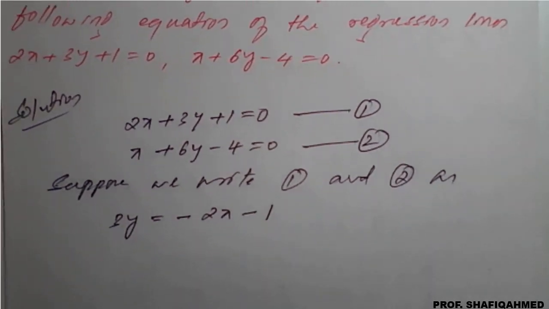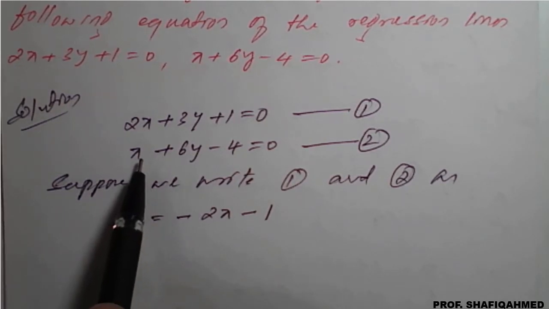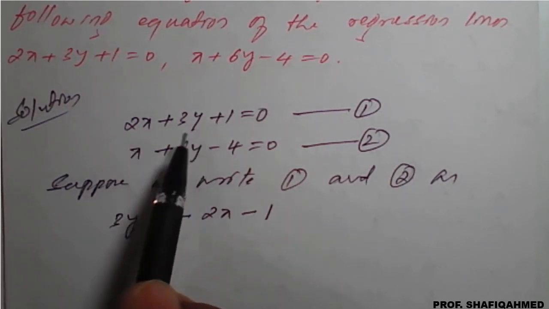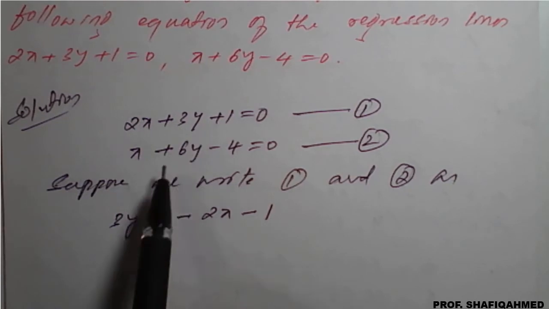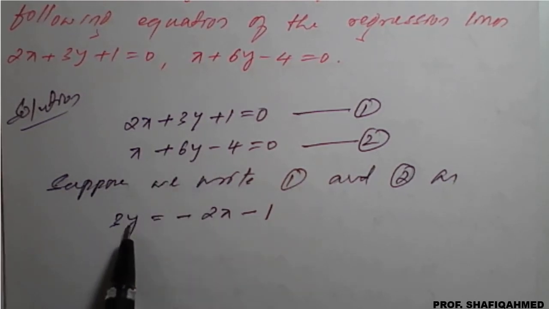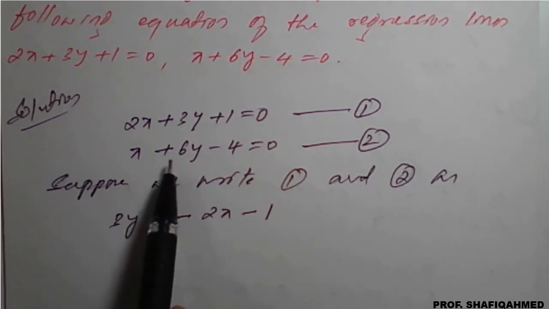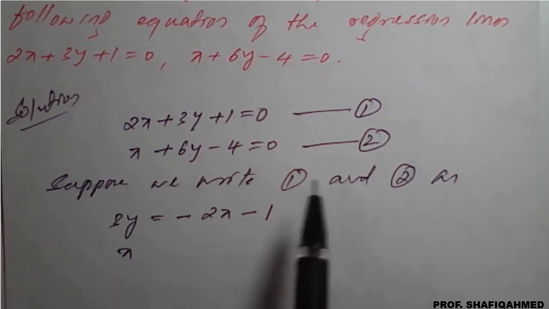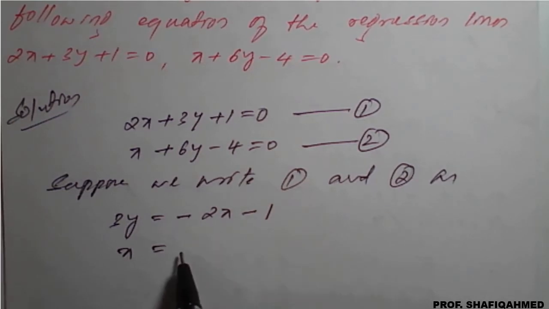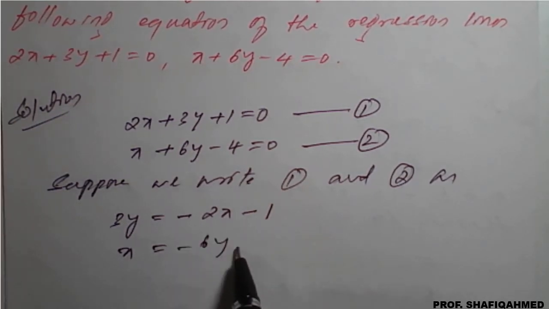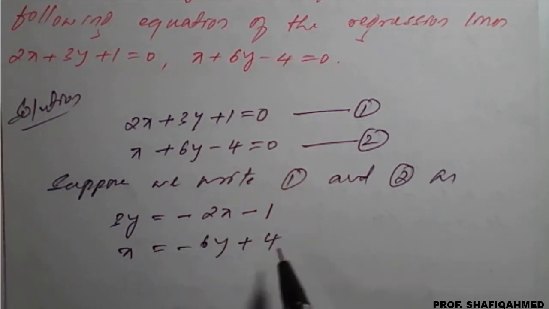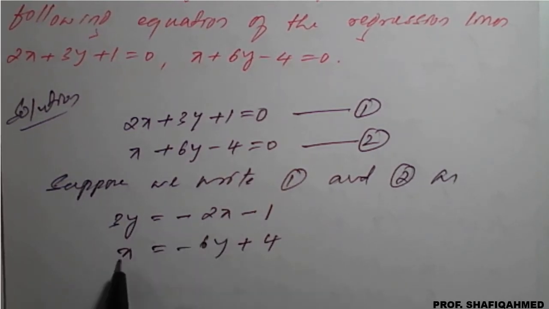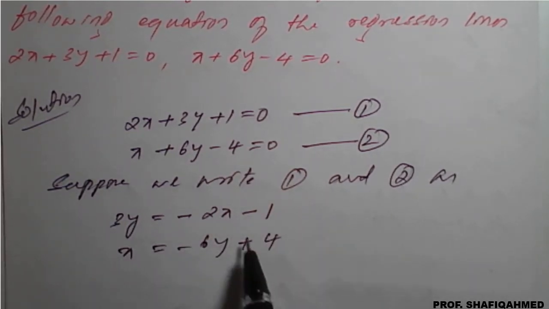Similarly for equation number 2, we have to take the opposite of this. In the first equation we have kept the y term, that is 3y, so that is y on x. In the second equation we have to take the opposite: we keep the x term as it is, and shift the remaining to the other side. So that is x equals minus 6y plus 4. So these are the equations y on x and x on y. These equations will pass through the point x bar, y bar, and we'll check here.